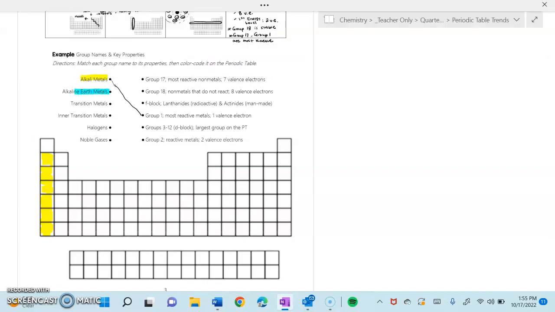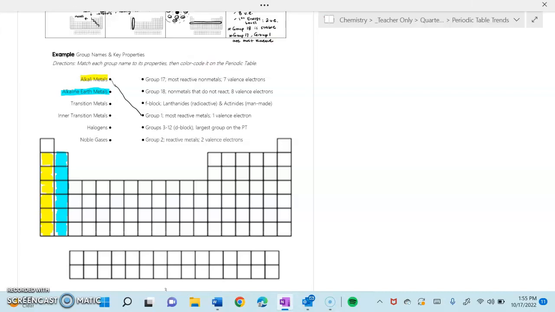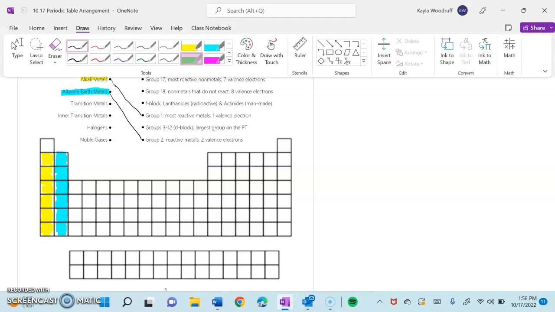The alkaline earth metals are all of the metals in group 2. They have 2 valence electrons. They are reactive because they can lose their 2 electrons to become stable, but not quite as reactive as the alkali metals that are very aggressive to get that electron out of there.